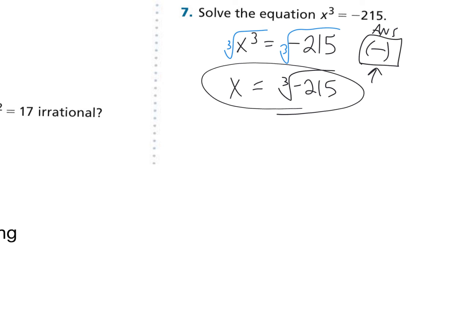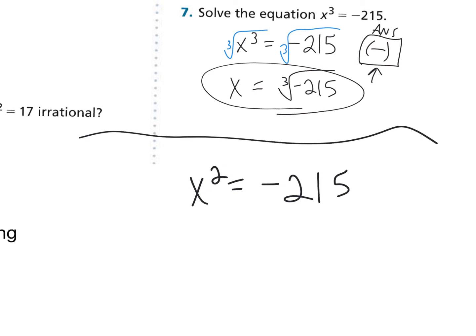One thing else I want to mention here, it's not in your book, but if we had x squared equals negative 215, okay? I know that's not in your book, but let's just talk about that one for a minute. So since the variable is being squared, we would do the square root. When we do square root, we would put plus or minus. And then you could just do that. It's not a real great number. We could just type that in the calculator.